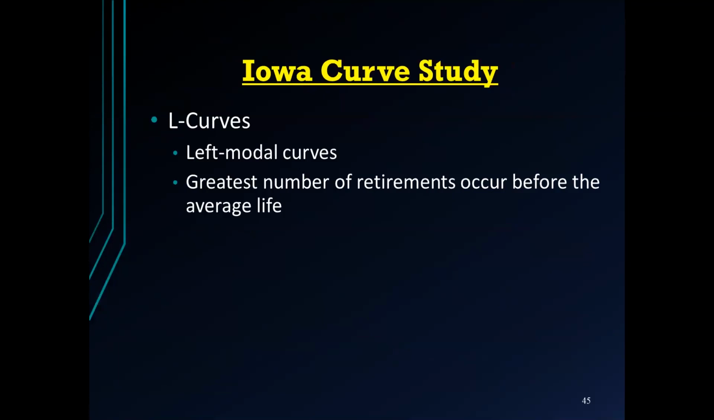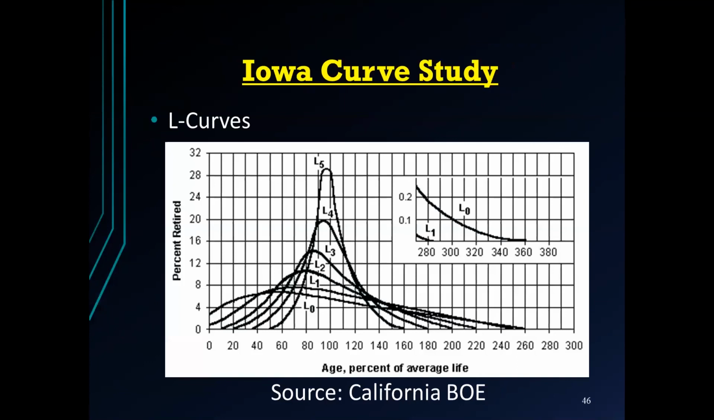Okay, so if you have an average life for this property, most of them are going to be retired before that happens. And here's the little graph. This is from the California State Board of Equalization. And you can see there's 5 different L curves, and they all represent different retirement patterns.